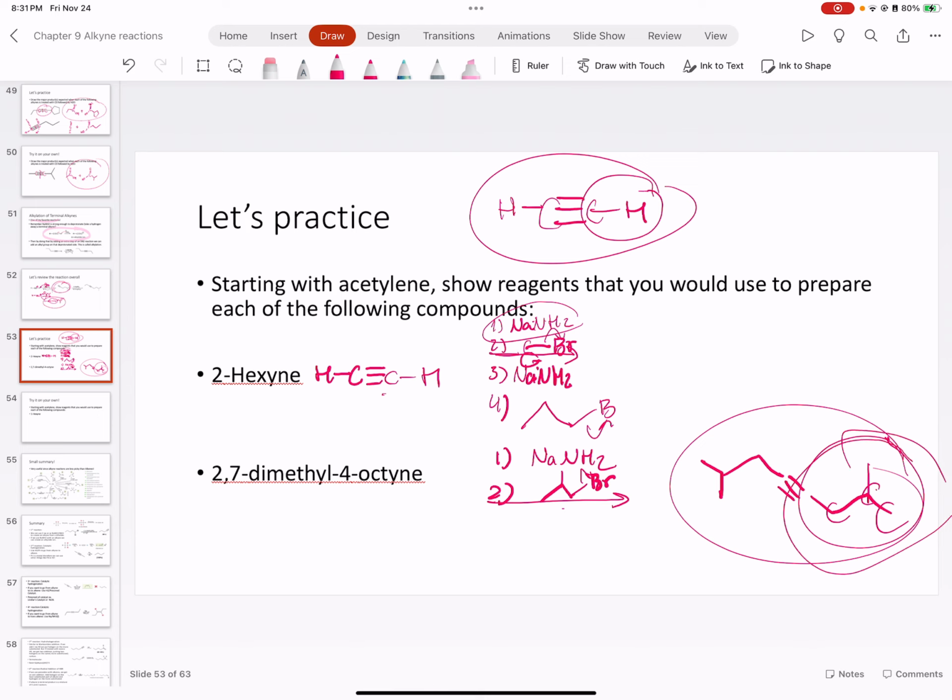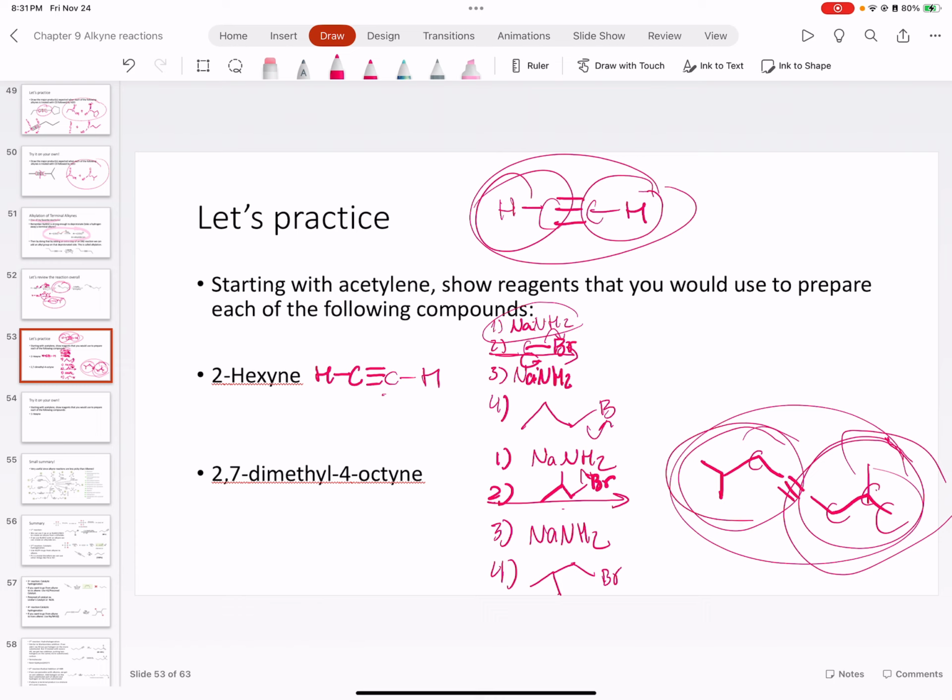Okay, so after that, we have installed this group. And now we need to install this group. So then we need NaNH2 again to remove this hydrogen from this side. And then we want to add this side as well. So 1, 2, 3, 1, 2, 3. And then I add my leaving group, and that's how I was able to get that.